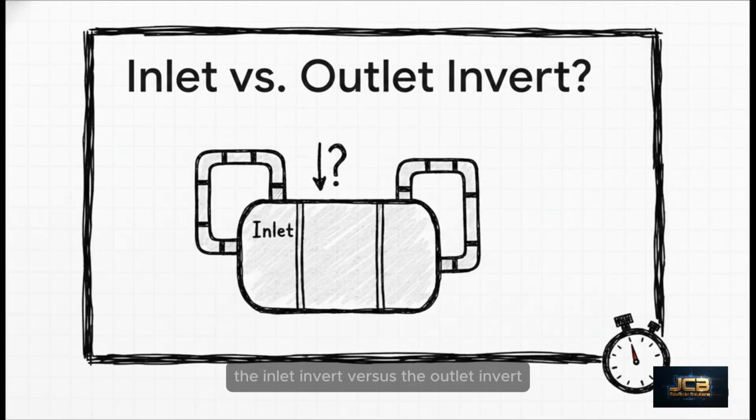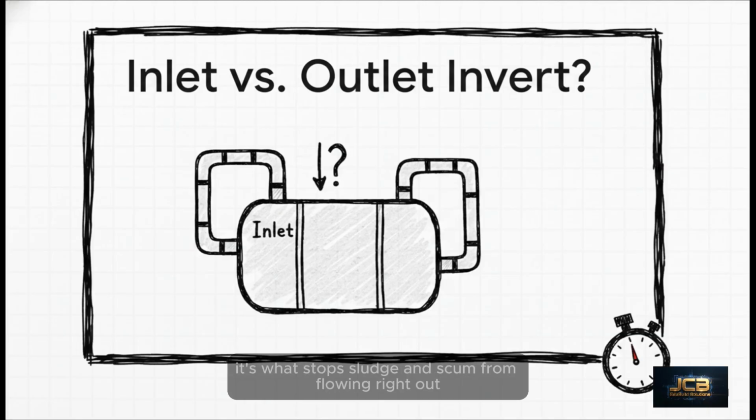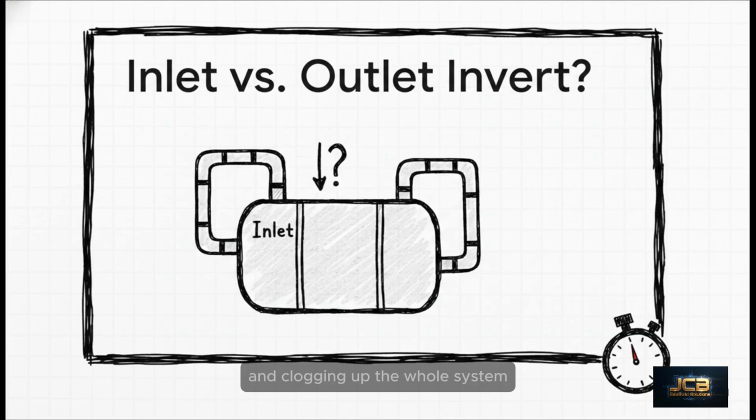Let's keep that pressure on. The inlet invert versus the outlet invert, what's the minimum height difference? You have 5 seconds. And that's time. The correct answer is C, 75 millimeters. This is such a simple but absolutely vital design feature. It's what stops sludge and scum from flowing right out and clogging up the whole system.